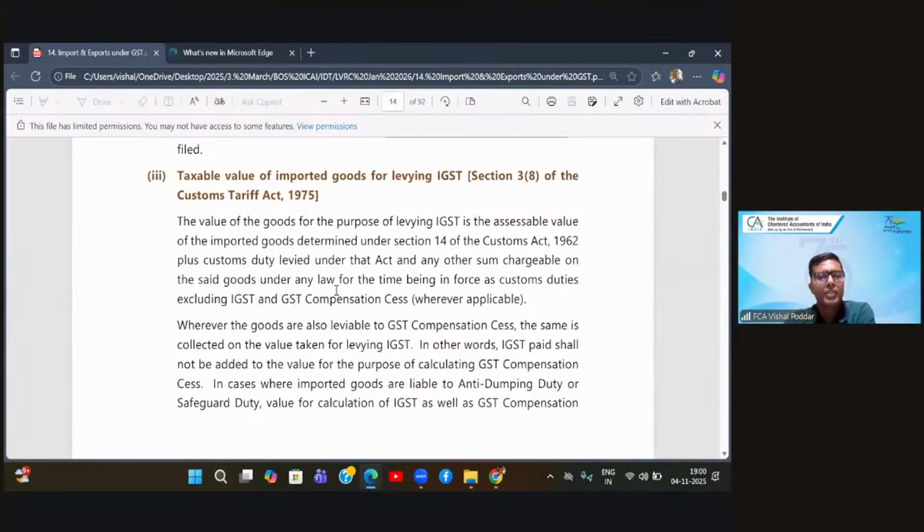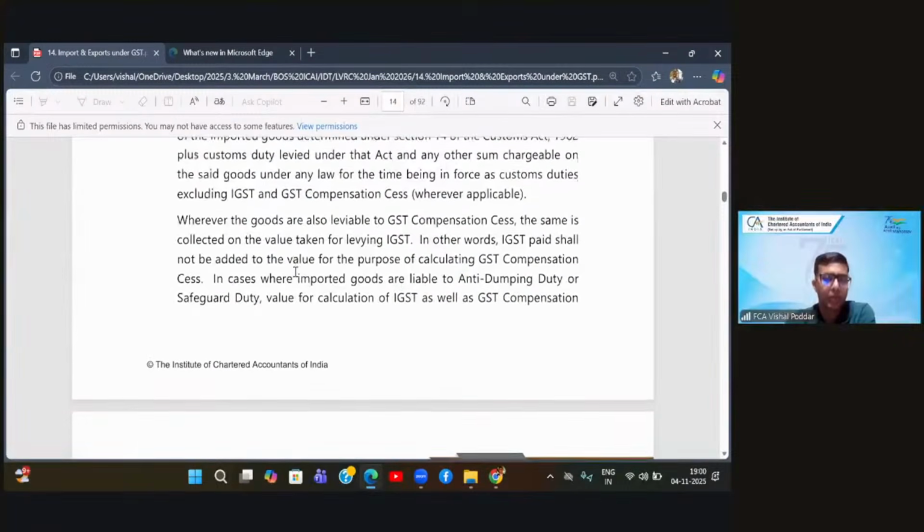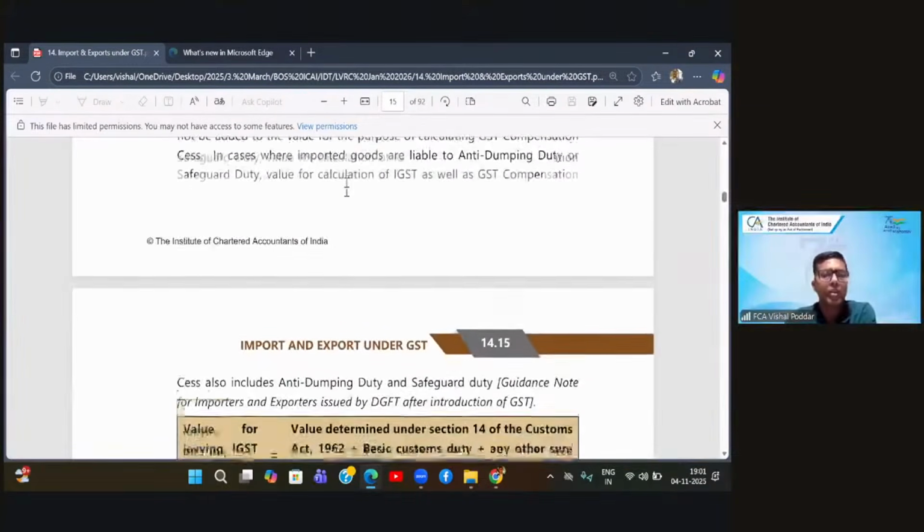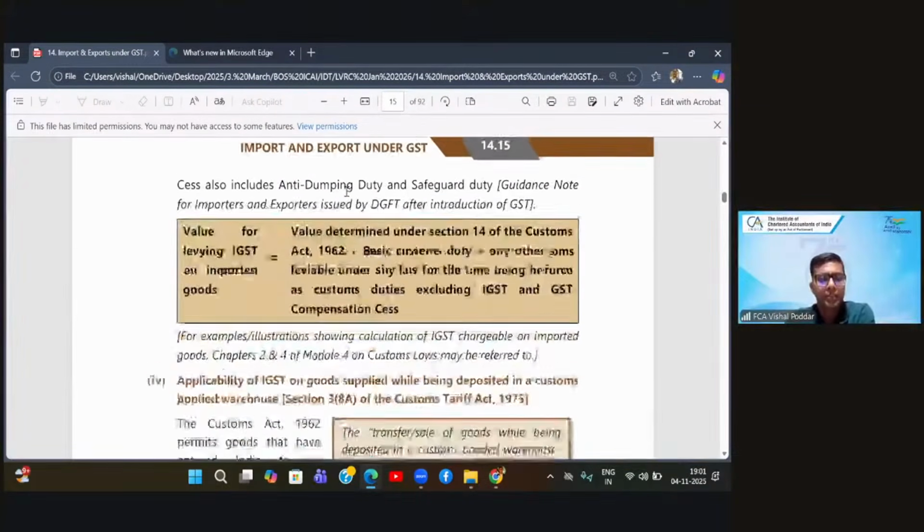Valuation, as we discussed earlier, will be as per the customs provisions and not the GST provisions. Now, whatever value is derived from the customs, on that you add all the customs taxes, the basic customs duty, customs cess, all the protective duties, and on that cumulative value, we calculate IGST also. And if compensation cess is applicable, we even calculate the compensation cess.